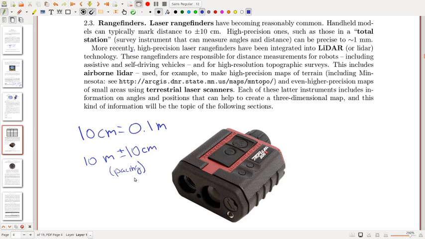And so that is going to give you, if you're shooting to a target about 10 meters away, this laser rangefinder is going to have about the exact same accuracy as you would if you're skilled at pacing, with the big advantage that you don't actually have to pace that distance out. You can just shoot at it. So technology can be your friend.